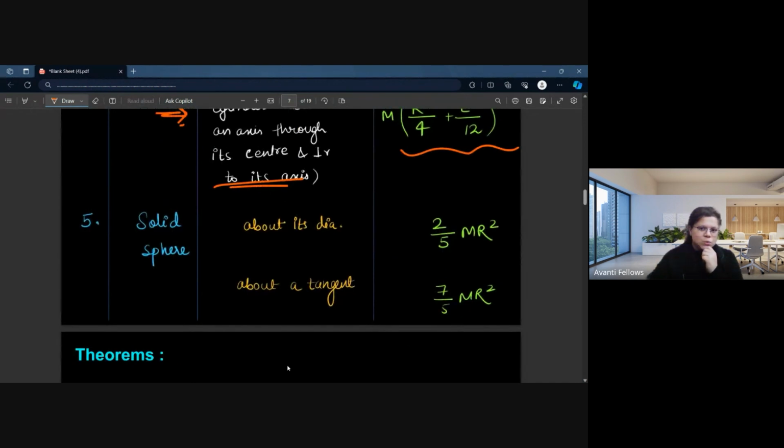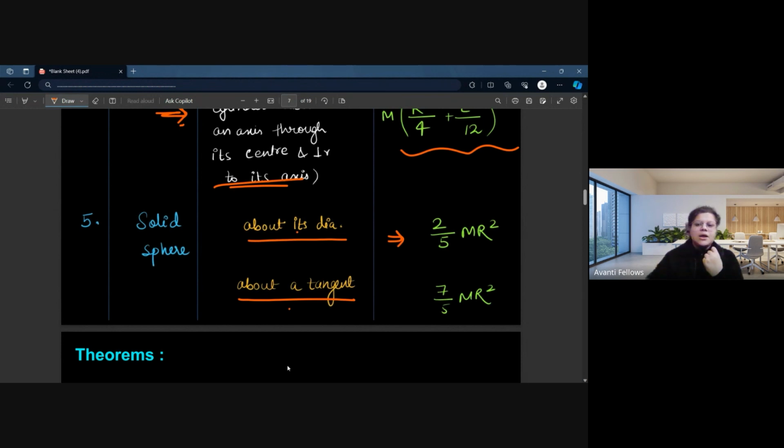Solid sphere is of two types. Oh, sorry. The axes are going to be in two positions: one about its diameter, one about a tangent. If the axis is passing through the diameter, the inertia would be 2 by 5 MR square. If it is passing through the tangent, then it would be 7 by 5 MR square.